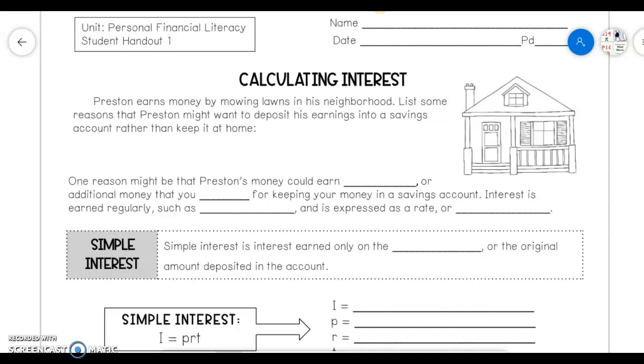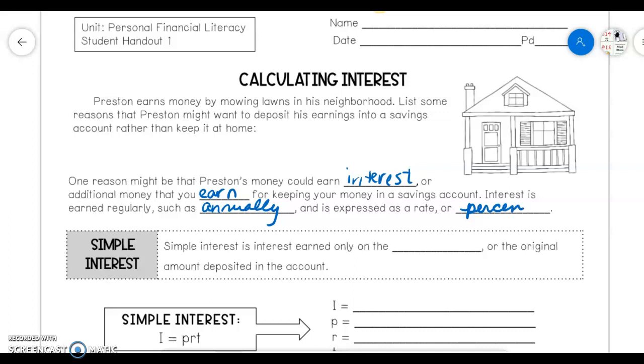List some of the reasons that Preston might want to deposit his earnings into a savings account rather than keep it at home. One of the reasons that Preston's money would do better in a savings account rather than kept at home is that he can earn interest, or additional money that you earn for keeping money in a savings account. Interest is earned regularly, such as annually, and it is expressed as a rate or a percentage.